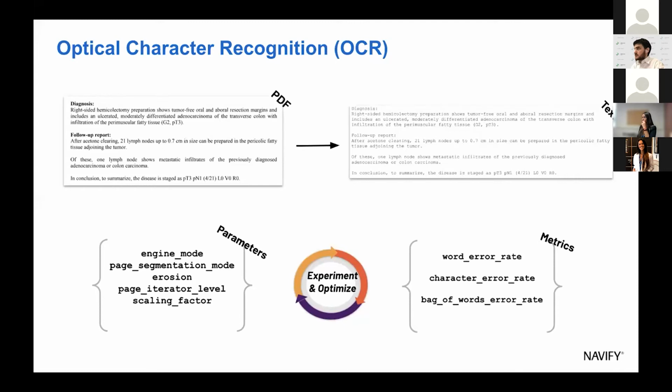So each of these metrics was measured against a bunch of OCR system parameters, like whether the document is a text or an image, or the page segmentation mode, which tells the system if the document has a single character or a block of text or tables, etc. And the last is the erosion and the scaling factor. So overall, based on the metrics against our ground truth, we landed on a set of parameter values that perform well on our data.